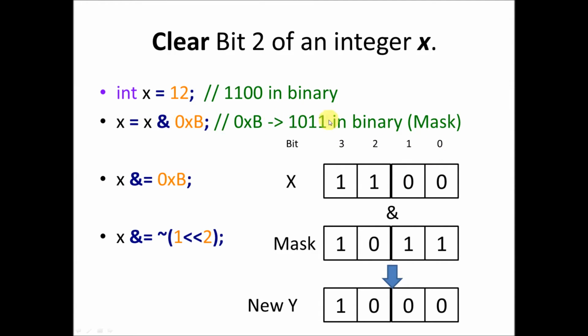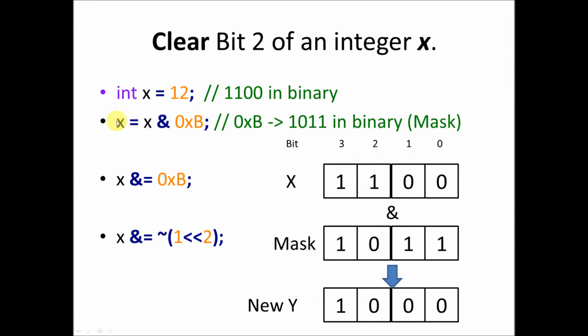Now, the mask in this case is the opposite. We want to have 1s in all the locations we want to preserve and a 0 in the location we want to clear. So in this case, bit 2 is this one right here, and in hex this mask is B, or 11 in decimal, right? So this mask is inverted. We could call it a negative mask or something like that. But the point is that what we want to clear is 0 in the mask.